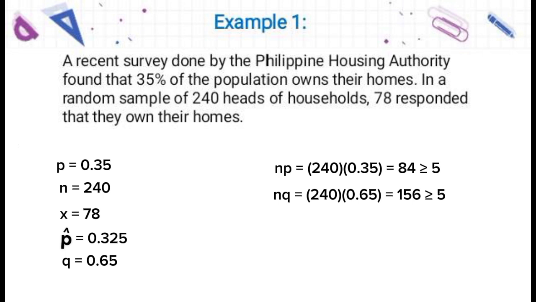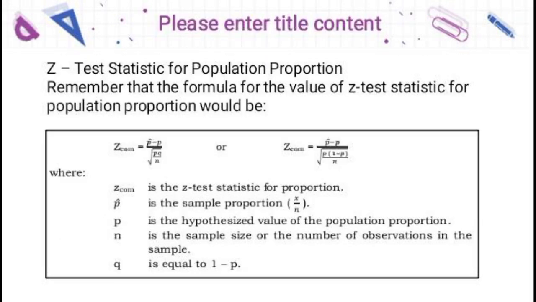Now, I'm going to introduce to you the formula that we are going to use in solving population proportion. Again, Z-com stands for the Z test statistic for proportion. P hat is the sample proportion. P is the population proportion. N is the sample size. And lastly, Q is equal to 1 minus P.